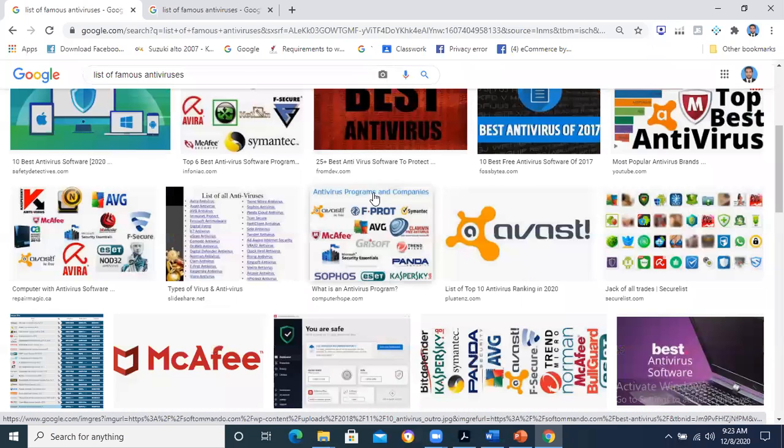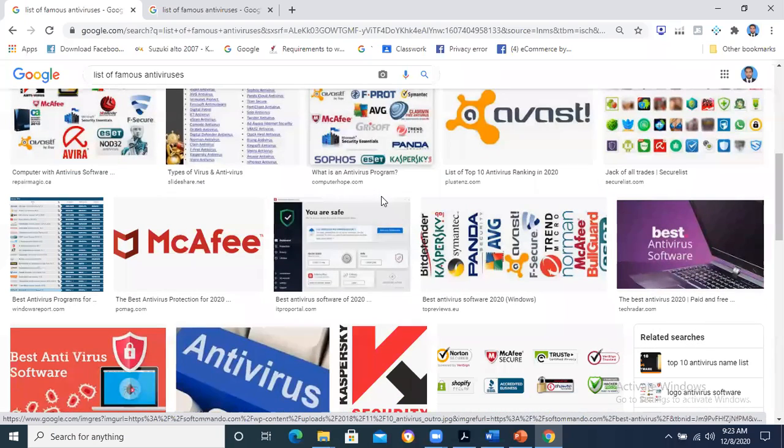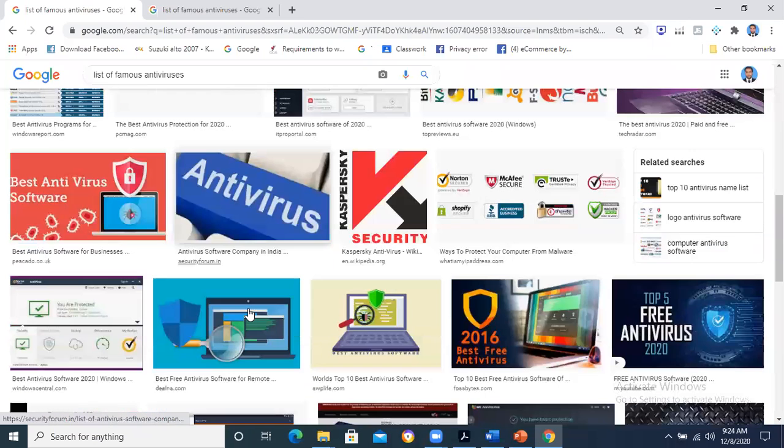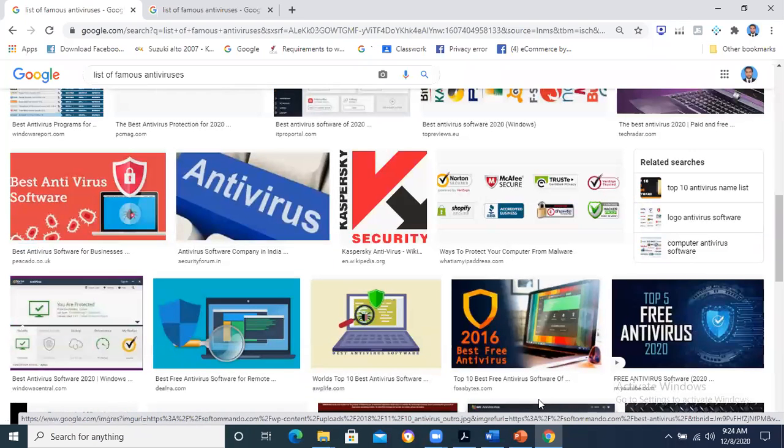You need to choose a good one which is cost effective, and then you will buy it and install it in your computer system to avoid any sort of issue. You will see that there are a number of antiviruses available. Of course, you need to have one good antivirus in your computer system.